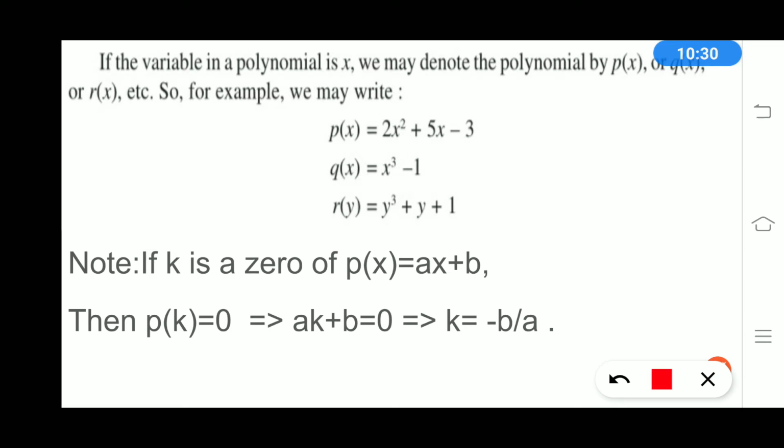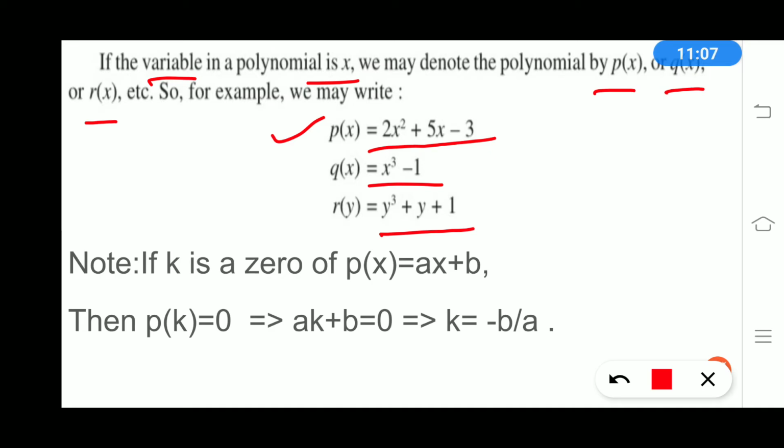Next, if the variable in a polynomial is x, we may denote the polynomial by p of x or q of x or r of x, etc. For example, p of x equal to 2x square plus 5x minus 3, q of x equal to x cube minus 1, and r of y equal to y cube plus y plus 1. That means a polynomial is denoted by p of x or q of x or r of x, etc.